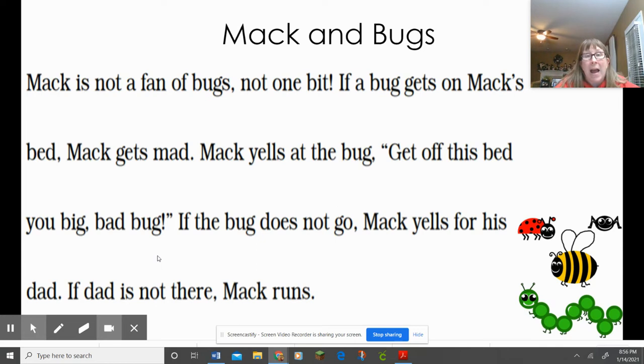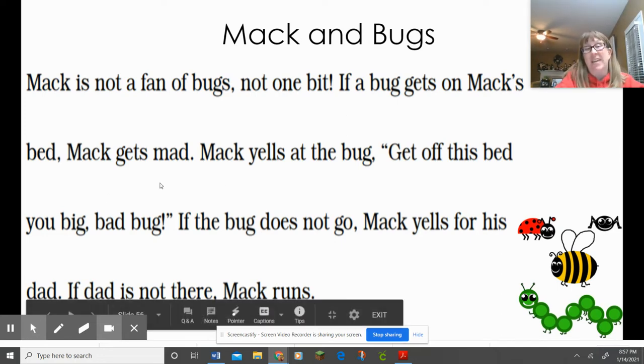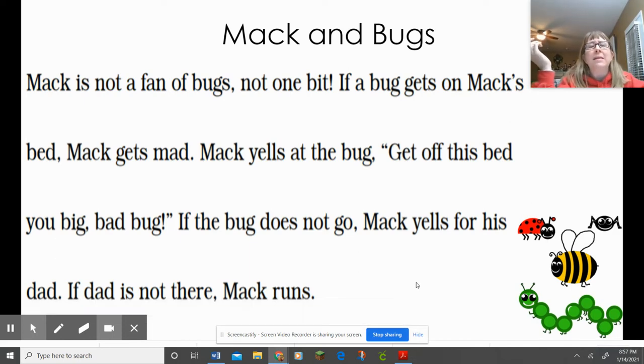That's right, it's Mac. And who is Mac talking to? Who's Mac talking to? That's right, he's talking to the bug. And actually, he's not talking, he's yelling at the bug. So let's read this sentence. Mac yells at the bug, "Get off this bed, you big bad bug." Let's read that together. Mac yells at the bug, "Get off this bed, you big bad bug."